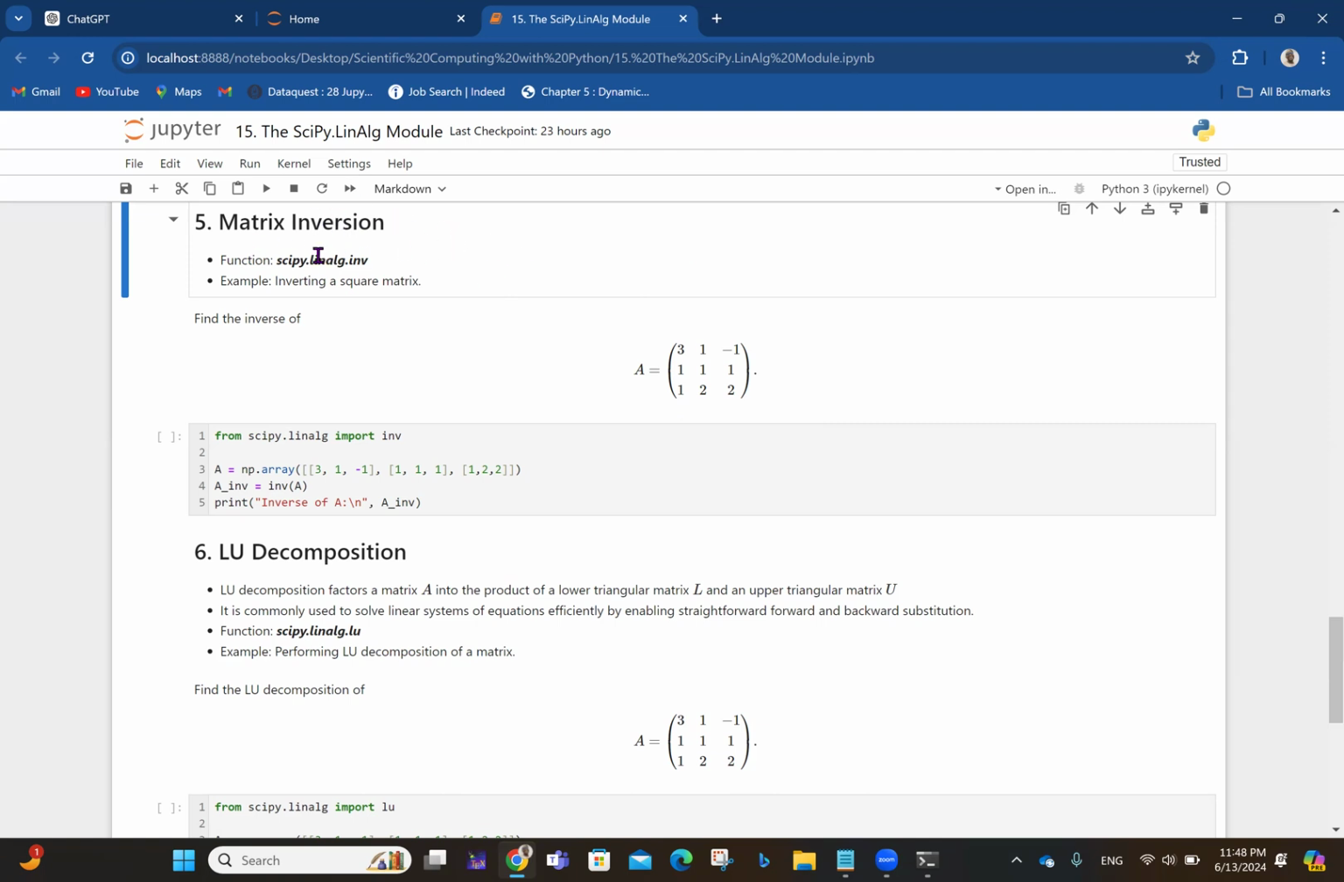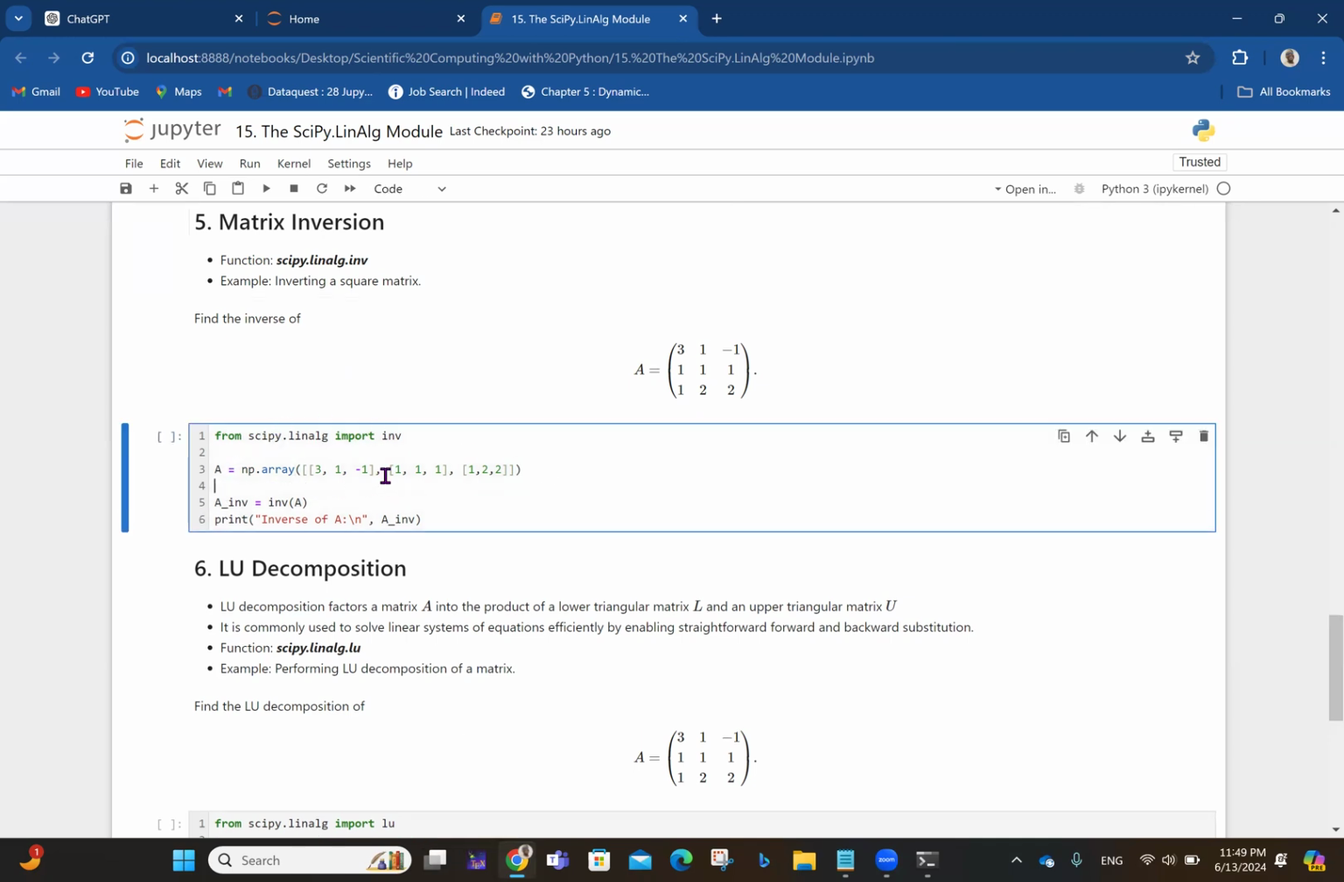So for matrix inversion, here the function is inv for inversion inside the linalg module. For instance, if you want to find the inverse of a matrix, find the inverse of A, the same matrix we've been working with, 3, 1, -1, 1, 1, 1, 1, 2, 2, which is derived from the original system of equations we started out with. And of course, if you need a 2 by 2 matrix and all that, you can always do the same.